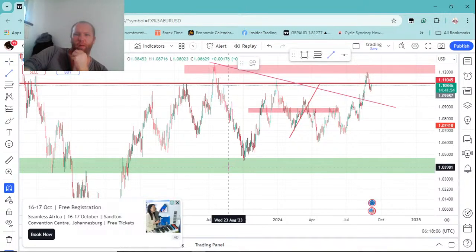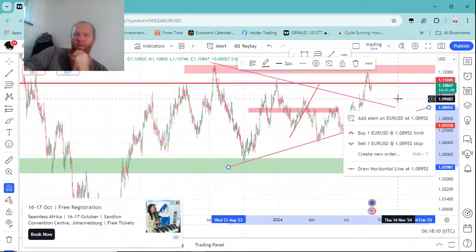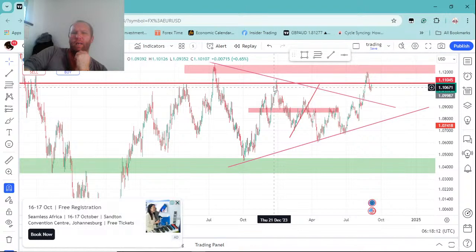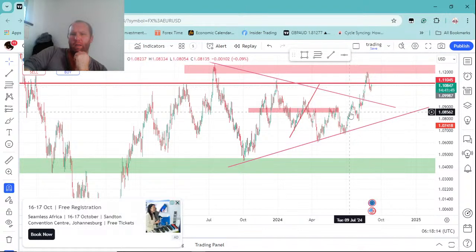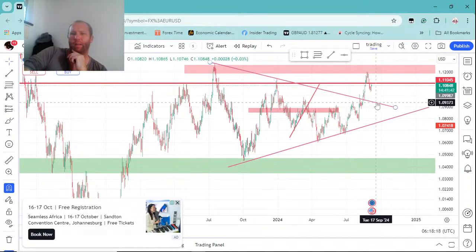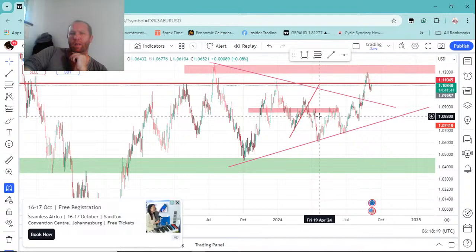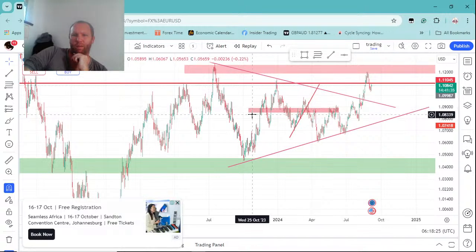So as you guys can see, there is a nice wedge pattern over here. It broke the wedge pattern, so it might come all the way back down to this level over here. I just want to get to that one quickly, man.